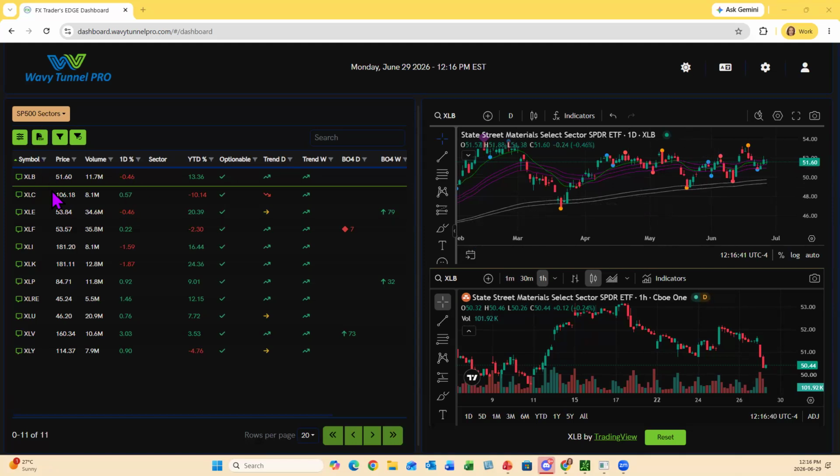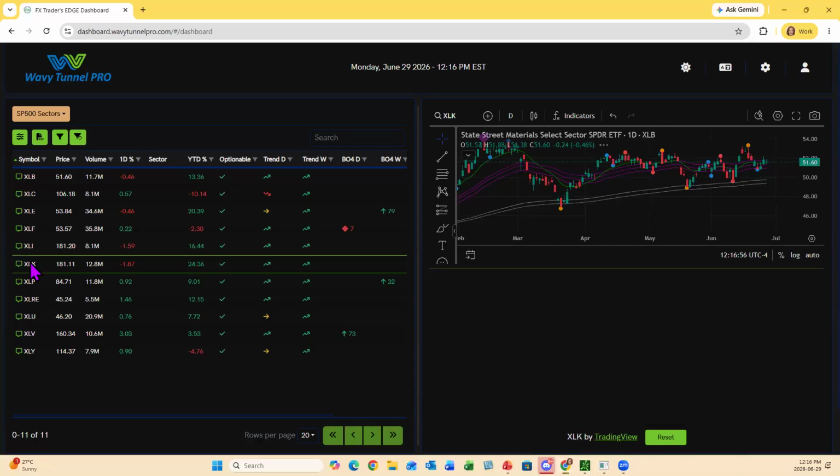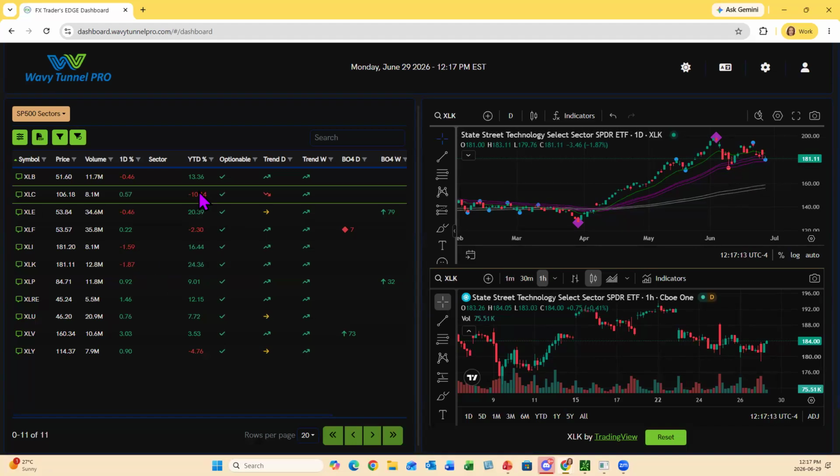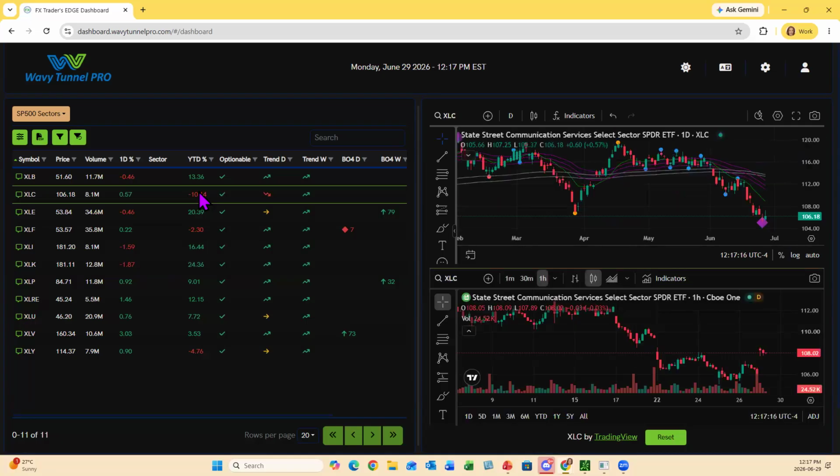All right, so anyway, these are the sectors, and I like to look at the year to date so we can see which are the outperforming sectors. XLK is up 24.36% year to date. So I'm clicking on XLK, and you can see this is a beautiful uptrend, and now we're in a consolidation. So beautiful uptrend, consolidation. The worst performer is XLC, communication services, and we've been in a downtrend.